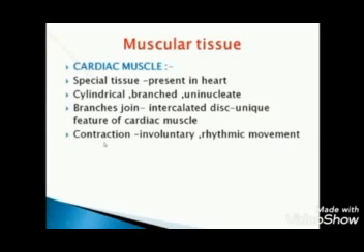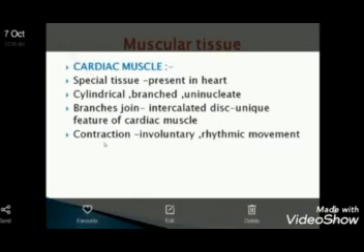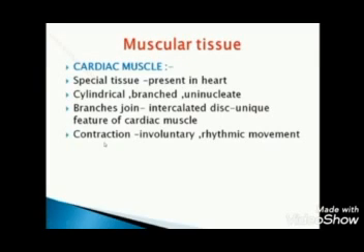Now the last one is the cardiac muscle. It is a special type of tissue that is called the cardiac muscle. It is present in the heart. The muscle fibers are cylindrical, branched, and uninucleate. The branches join to form a network called intercalated disc, which are unique distinguishing features of the cardiac muscles. The contraction of cardiac muscles is involuntary and rhythmic.